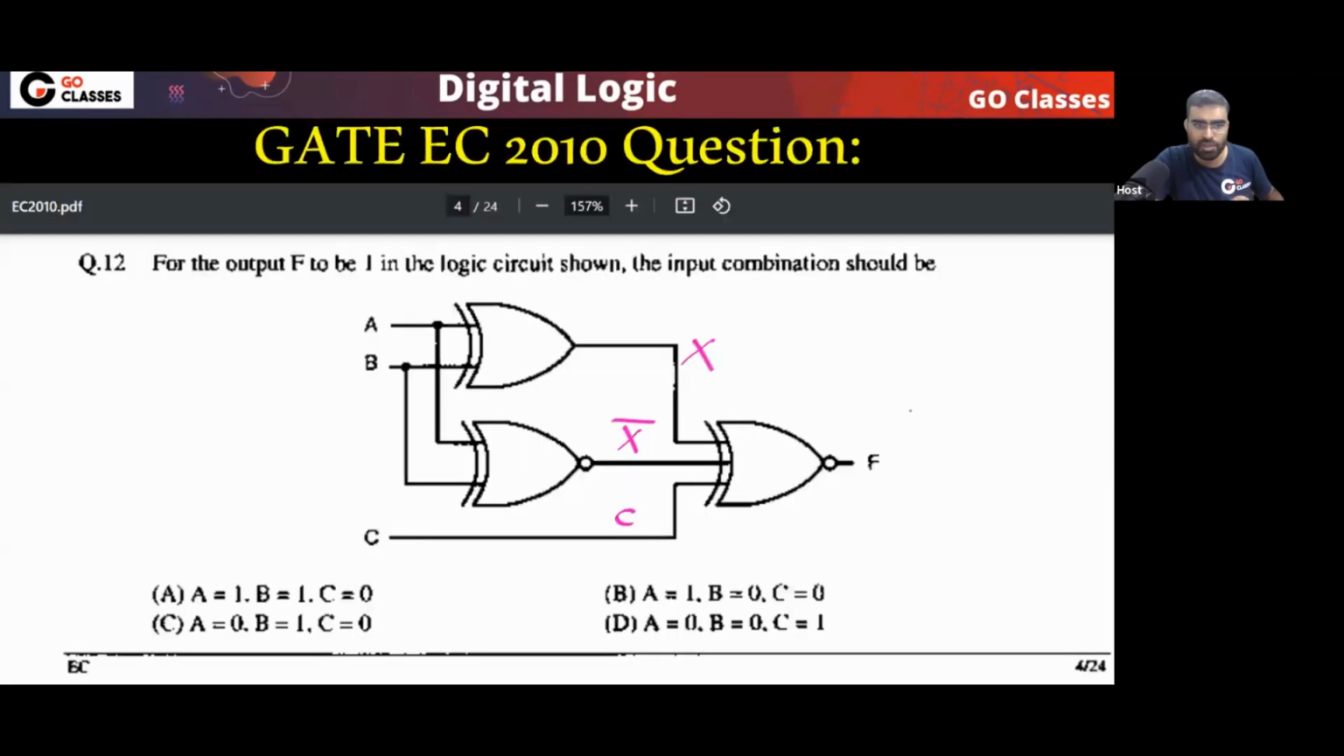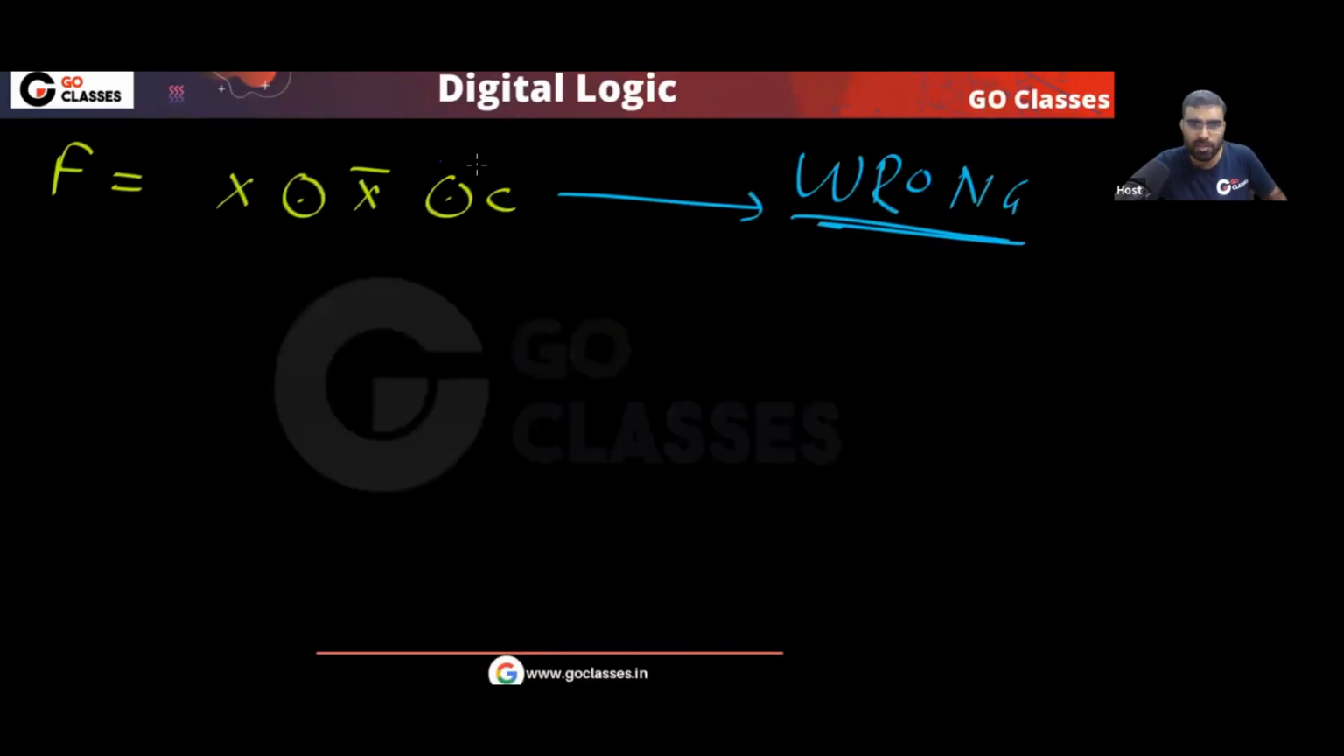So remember, in this question, some students will make this mistake. If you do this, your answer will be wrong. Tell me, if you do this, what will your F be? First of all, tell me what X XNOR X bar is. That will be 0, right? Yes or no? X XNOR X bar will be 0.